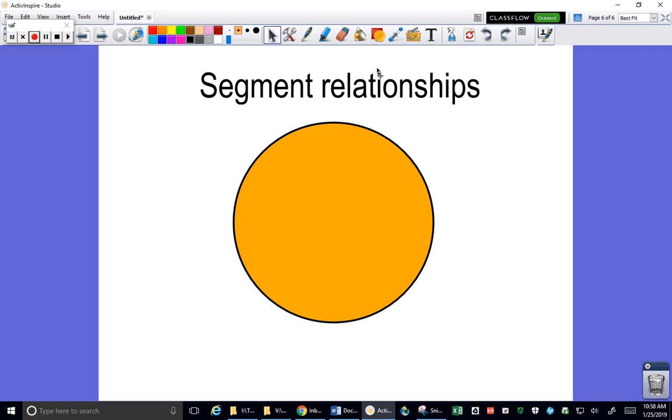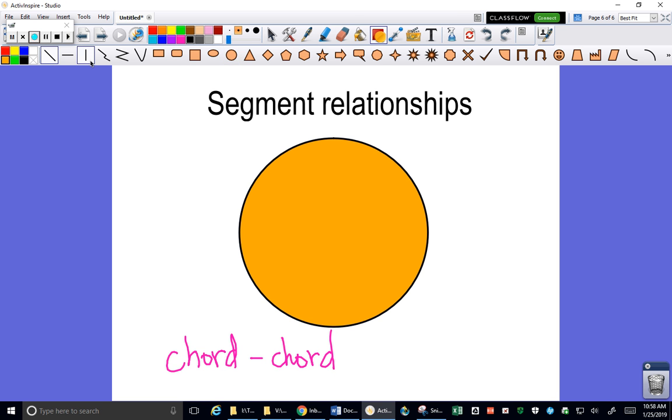And that is when we have a chord that intersects another chord. Okay, so our first segment relationship is going to be a chord-chord relationship. What happens when a chord intersects a chord? So let's draw that in here. Let's get a line. So here's one chord, and here is a second chord that, of course, intersects.